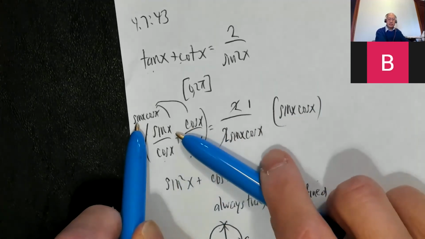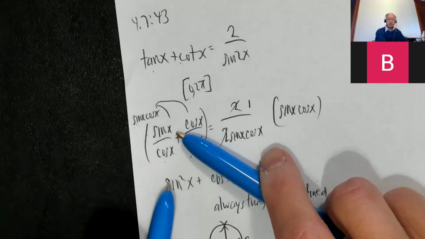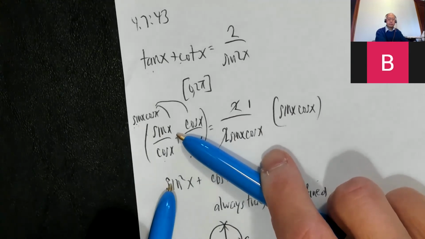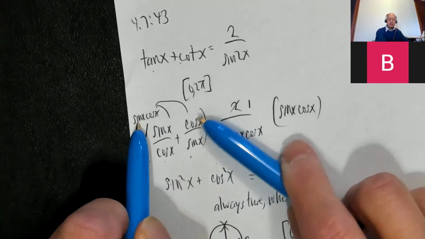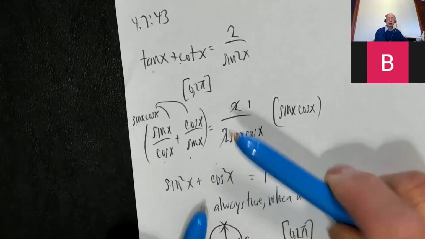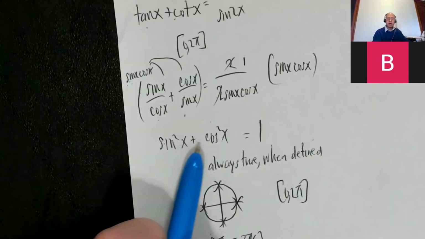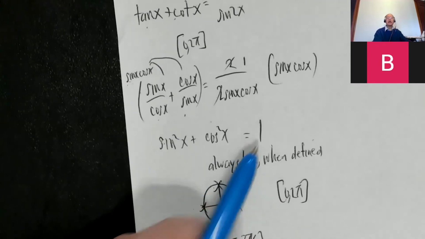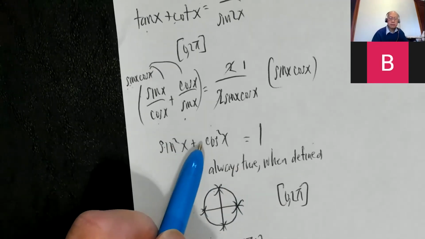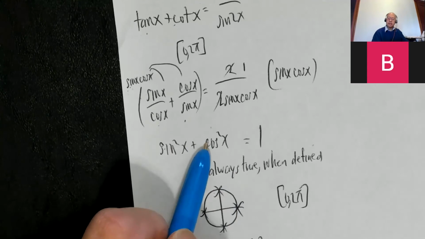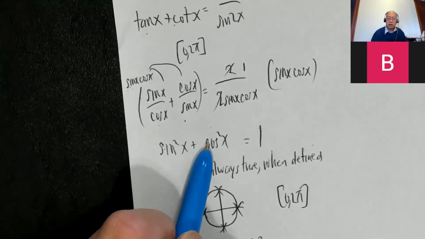Multiply this by this. Cosine cancels out, you have sine squared x. Multiply this by this, sine cancels out, you have cosine squared x. Sine squared x plus cosine squared x equals 1. That's always true. So this is actually an identity, but that doesn't mean everything works.